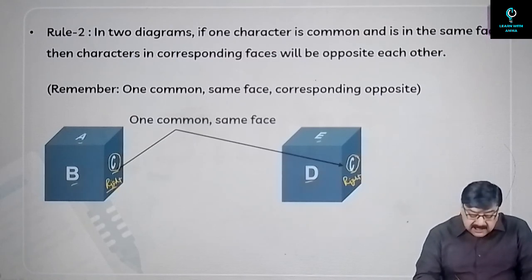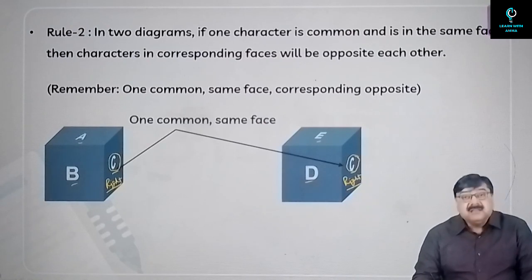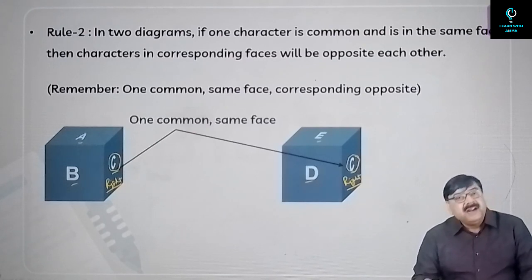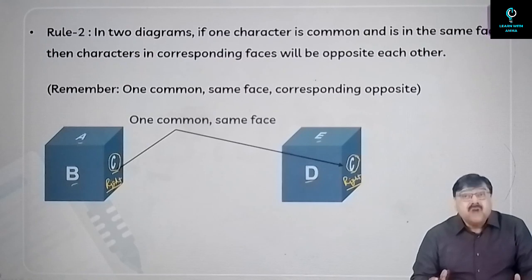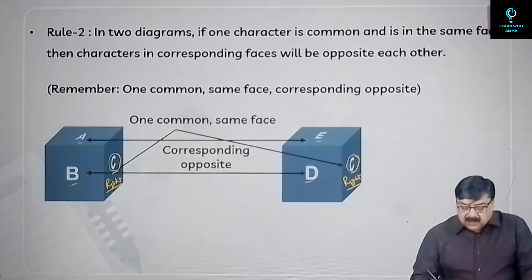Now this time C is in the right face, that is the common character is in the right face. So top will be opposite top, front will be opposite front. Now as the right side is already occupied by the common character, we will omit that right side and the other two sides which are remaining are top and front. So top will be opposite top and front will be opposite front. So corresponding opposite.